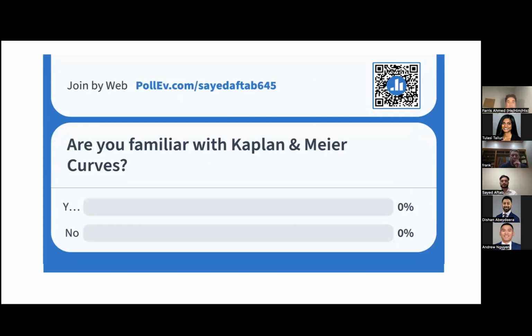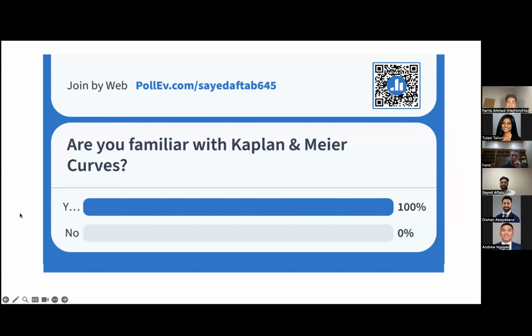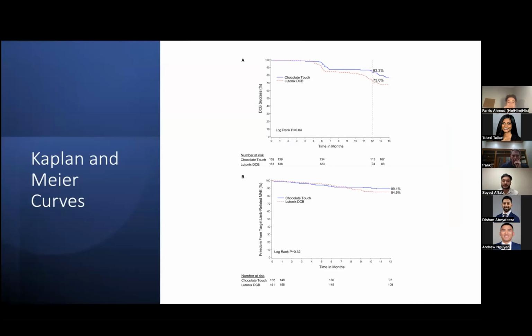And then just another question for you guys. It seems like the majority of you are familiar with this. So this study also employed the Kaplan-Meier curves. Kaplan-Meier curves are used for the primary efficacy and safety endpoints for this trial. You can see how the use of the Chocolate Touch drug-coated balloon showed superiority in this context, as well as showing similar safety measures in terms of freedom from target limb related major adverse events.